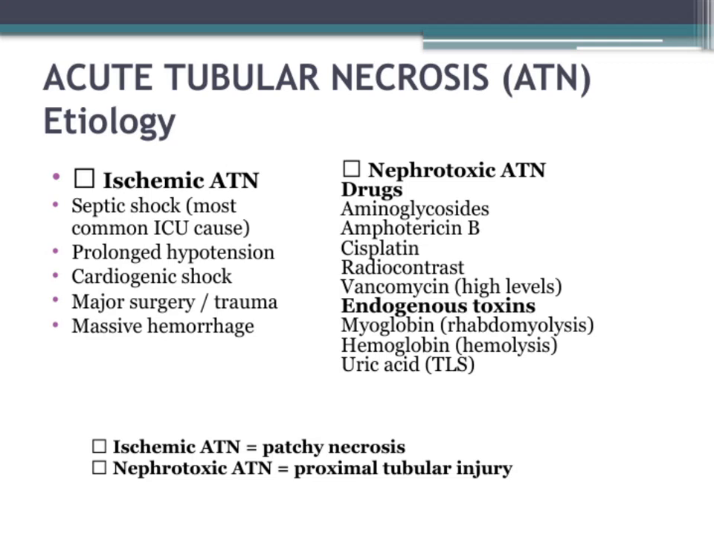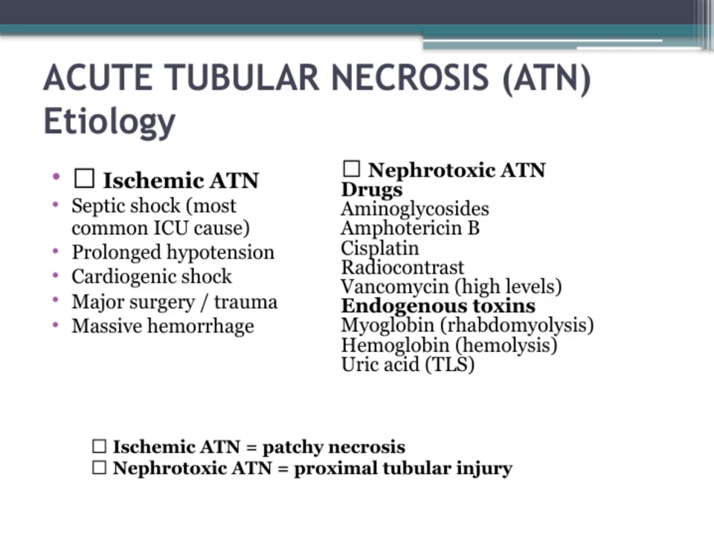Let's start by understanding the key differences between ischemic and nephrotoxic acute tubular necrosis, or ATN. In ischemic ATN, the damage is patchy, characterized by areas of necrosis due to inadequate blood flow. On the other hand, nephrotoxic ATN involves direct injury to the proximal tubules, often caused by toxins or drugs.